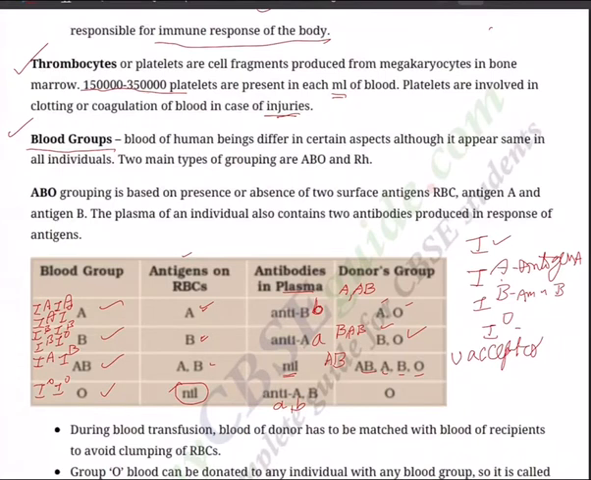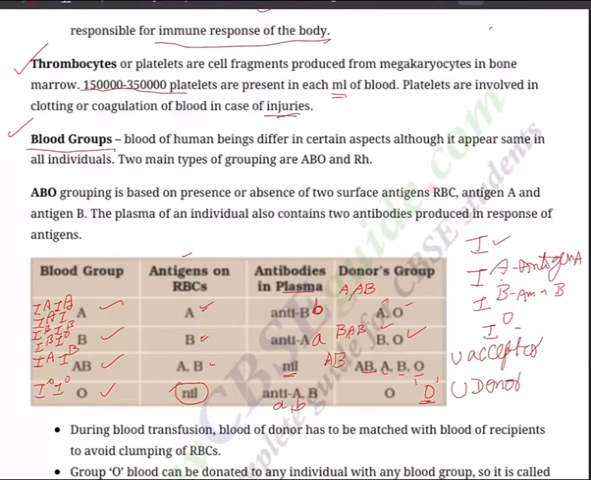And O can give blood to all. They can give to everybody. That's why we say blood group O is the universal donor. He is Daanveer Karna. He will donate his blood to anybody. But from whom can he get blood? Very unfortunately, he has to get from O only. He can't get from others.